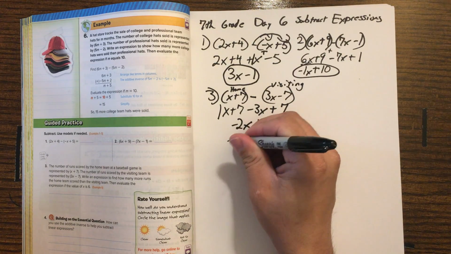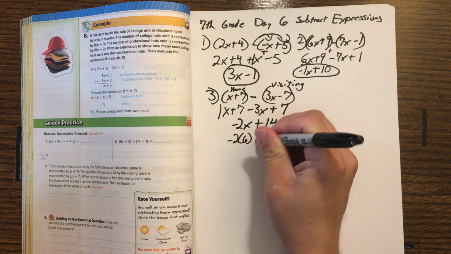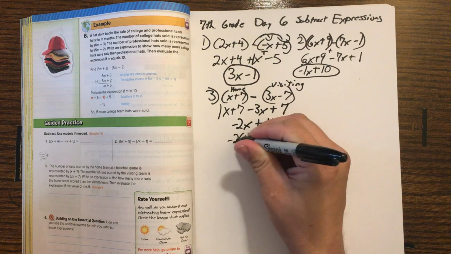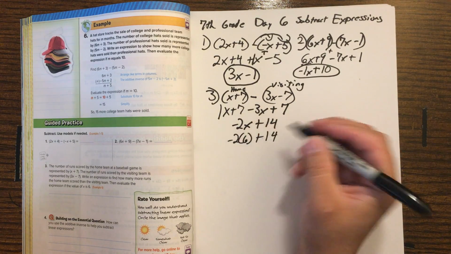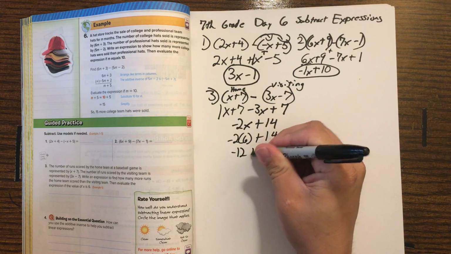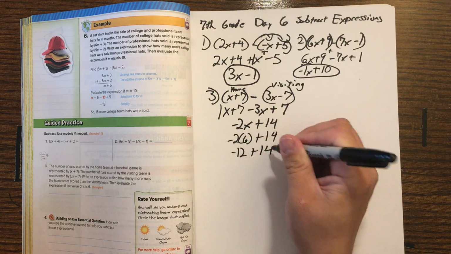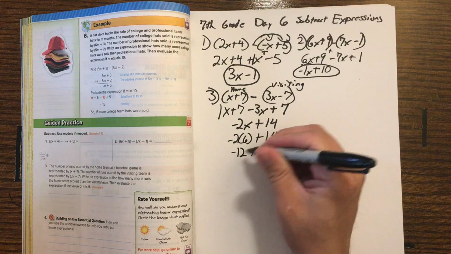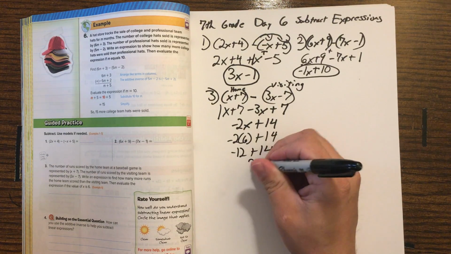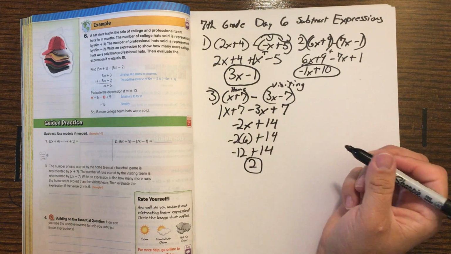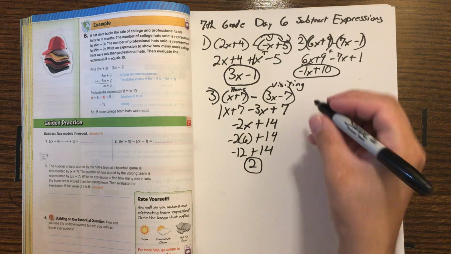So I'm going to take negative 2 times 6 plus 14. And these parentheses just mean to multiply. Negative 2 times 6 is negative 12 plus 14. If you owe $12 but you earn $14, after you pay that person off, you will have $2 left. So the answer is 2.